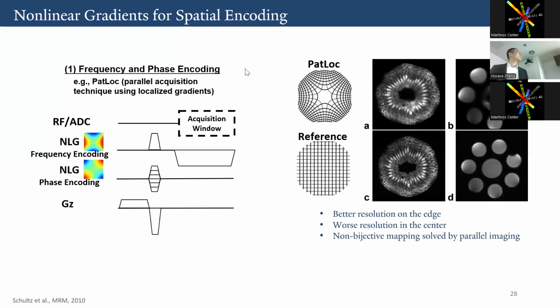The most intuitive way to apply nonlinear spatial encoding is to apply it in the frequency and the phase encoding channel, represented by PatLoc. In PatLoc, the phase evolution contour would be like this. You can tell from that it has better resolution on the edge, but worse resolution in the center. And the ambiguous pixels are solved by parallel imaging.